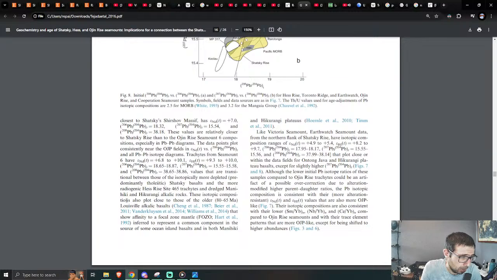These isotopic compositions also apply close to those of the older 80 to 65 million Louisville alkalic basalts. I could say alkaline. This calic just throws me off. That show affinity to a focal zone mantle. FOZO.